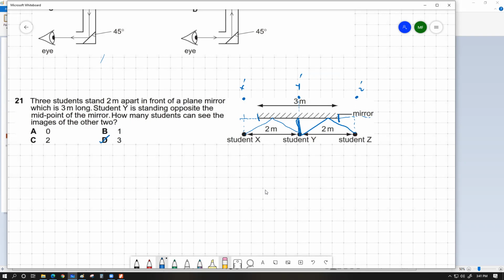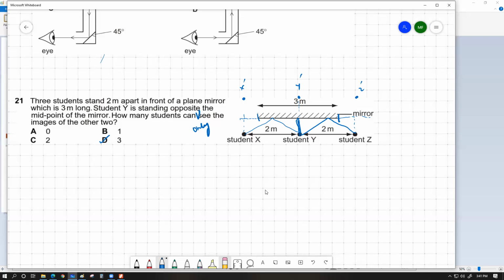This is the conclusion of the discussion for this part, but the question could be somewhat tricky. If the question said "only", what would be your answer? How many students can only see the images of the other 2? What do you think? 1? 2? The correct response is 2.